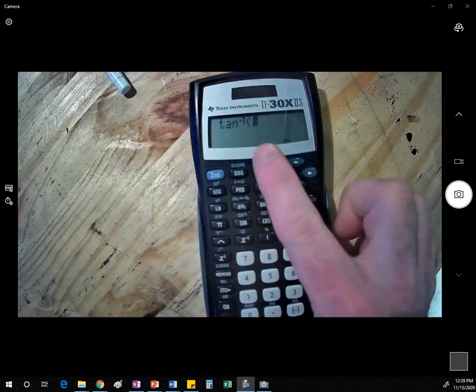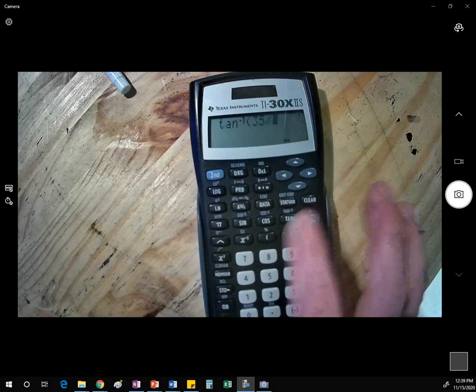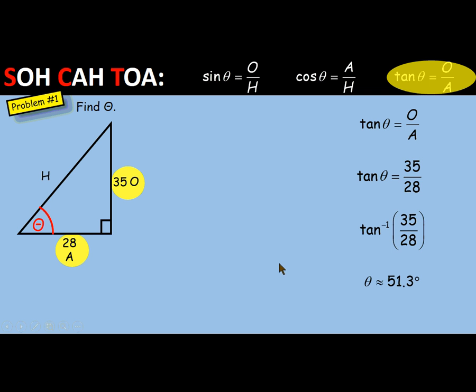Again, in a calculator, you want to select inverse tangent. For our problem, I had to hit second and tangent to do it. If you have the other type, you might hit tangent twice. But inverse tangent, and then in the parentheses, we're going to put 35 divided by 28 and close the parentheses to get our answer. If you haven't done that yet, please do that. And when we do that, we should end up getting about 51.3 degrees.